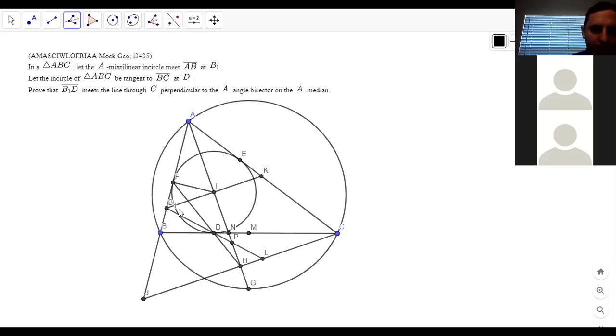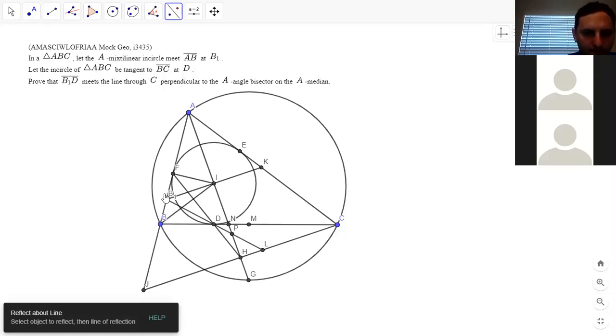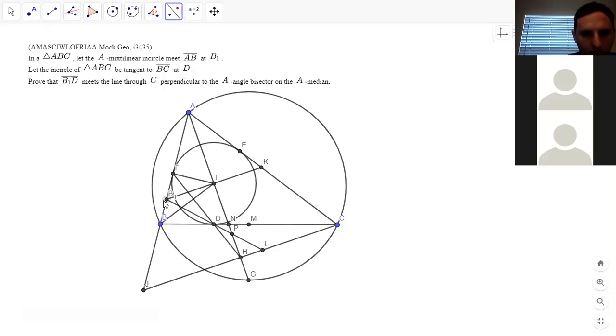What we could also do, what if we took these 4 points F, B1, B, D, and we reflected across IB? Can you draw ID? Yeah, one sec. So F goes to D. B1 would go to O. And J would go to J prime. I don't know if that helps.